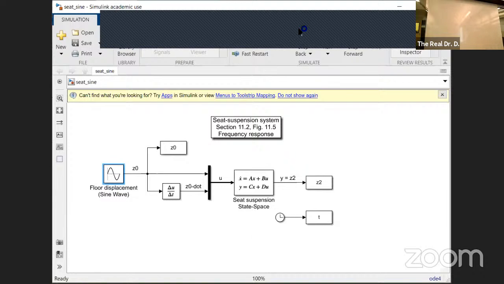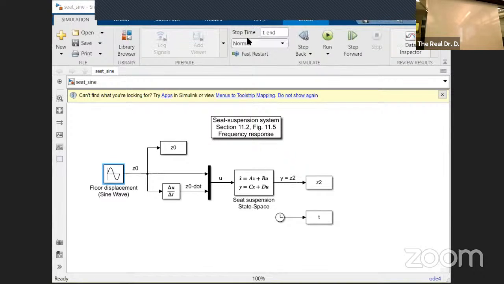Right, so ideally, what do we want to do with a sine wave? Right, what's the big thing that I keep telling you guys about? I want to graph the steady state response of my system. That's what I want, right? So let's do it.